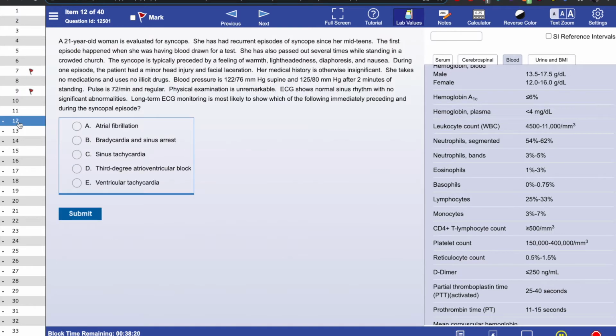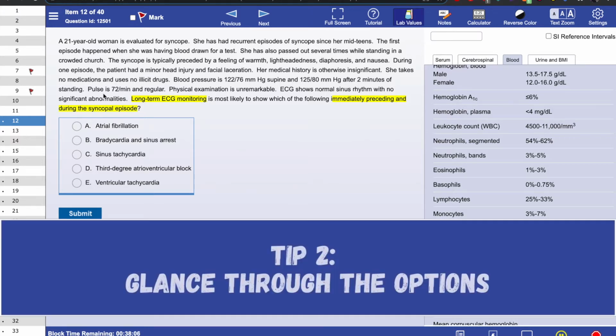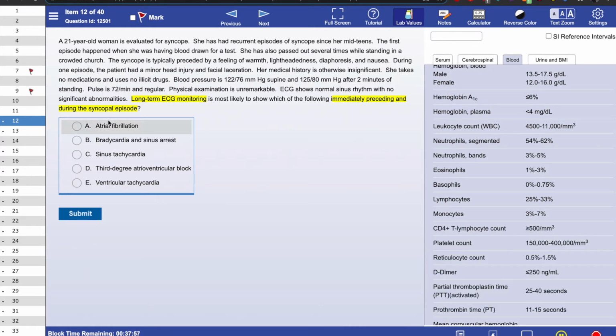Okay, so unfortunately with this question, I'm not able to answer it directly from the last line. So we're going to have to figure it out. If I can't answer it from the last line, the next thing I do is I quickly look through the options just to see how the examiner wants me to think. The first option in this case is atrial fibrillation. With the ECG, I can tell this is a cardiac question, some sort of arrhythmia. Atrial fib, bradycardia and sinus arrest, sinus tachycardia, third degree AV block, ventricular tachycardia.